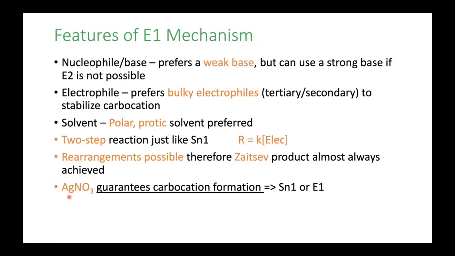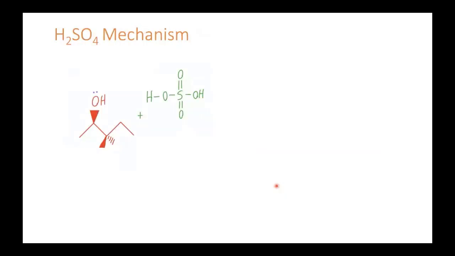And one important thing that Justin touched on is that silver nitrate guarantees carbocation formation. So if you ever see silver nitrate, know that about 99% of the time you will be going through an SN1 or an E1 mechanism. So that's a nice thing to see on the test, because it tells you to go through the 1 mechanism. We will then go over H2SO4, which is unique, and this follows an E1 mechanism.